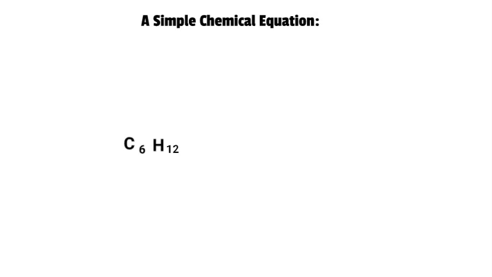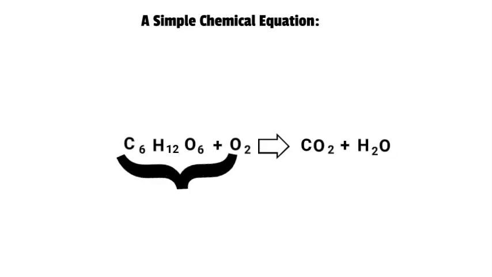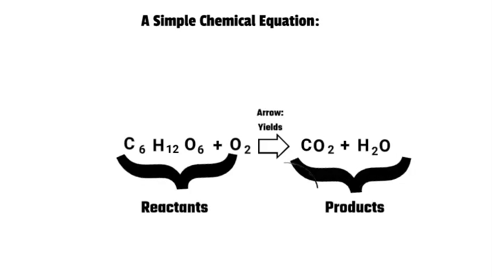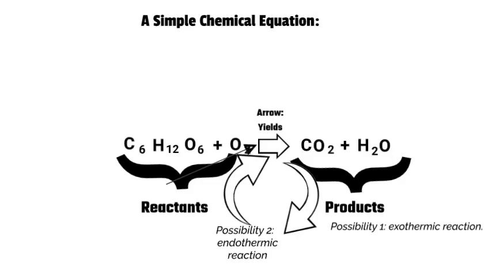And so in summary, a chemical equation has numerous parts. It has reactants, products, possible energy outcomes, exothermic and endothermic, and activation energy to get it going.